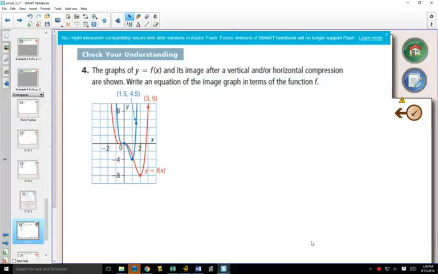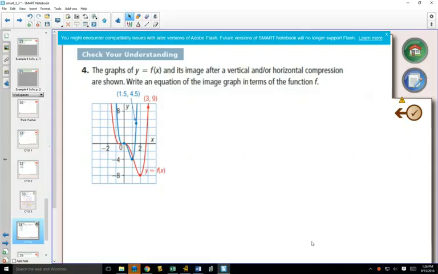All right, so here we have the graph of y equals f of x, that's the red one, and its image, and they're saying there has been a vertical and/or horizontal stretch or compression done to it. We want to write the equation of that blue graph in terms of the function f.